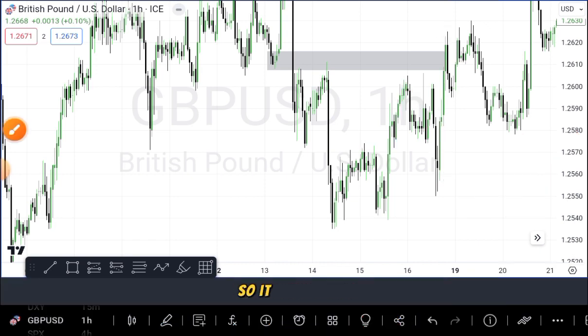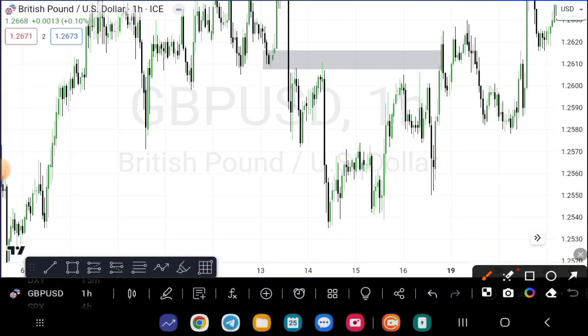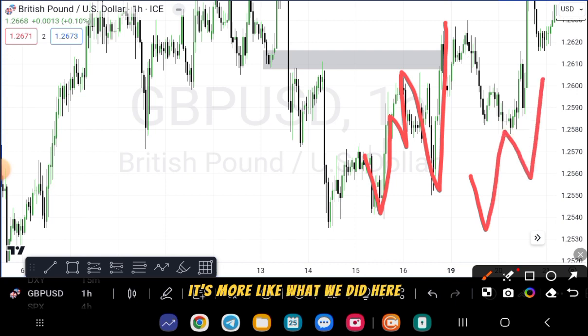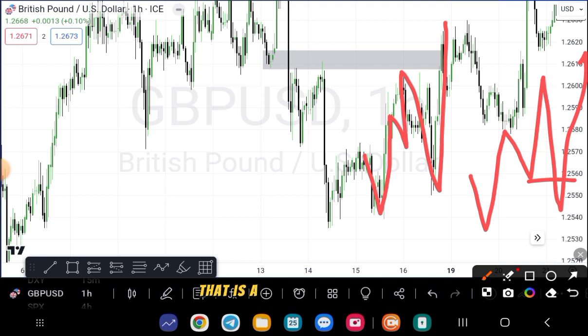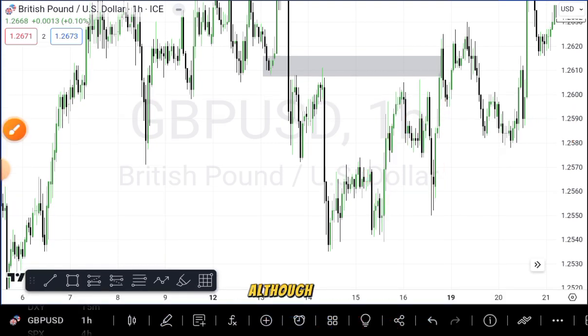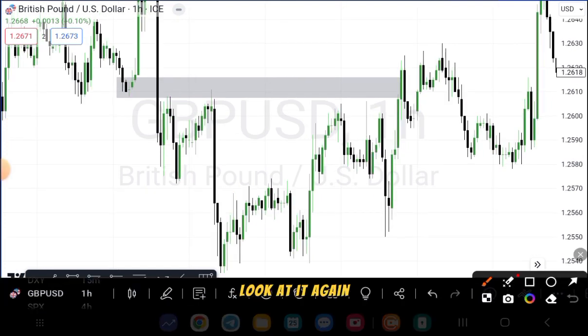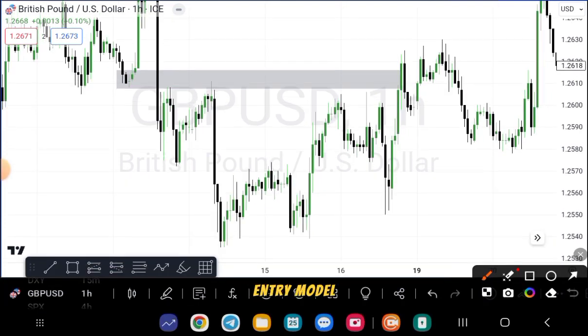I'll do that again so it will be more clear. You have that, this, that, pulled back, comes back, and took it out. It's more like what we did here. Price comes back, takes that low, and boom. That is a type 2 entry model, although it's a buy scenario right here. Look at it again. Another type 2 entry model. You have price do this, boom, to the upside.